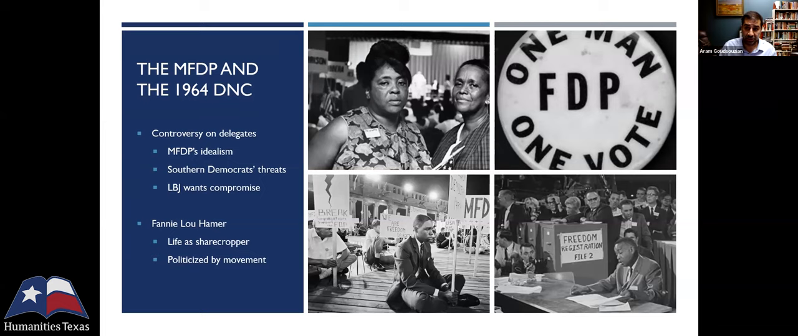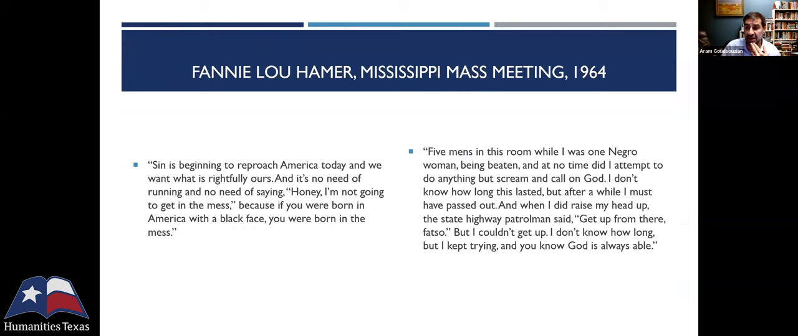She's jailed, as we know in her story, for being politically active, and gets beaten. She tells that story again and again. One of the documents that I gave you is a speech that she gives at a mass meeting at the tail end of Freedom Summer in September 1964. This is to a mostly all Black audience.